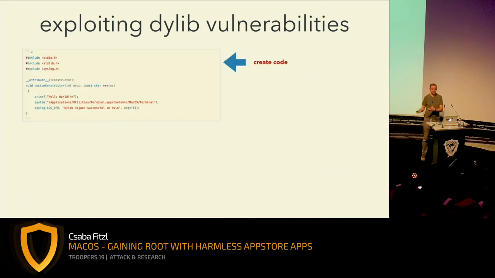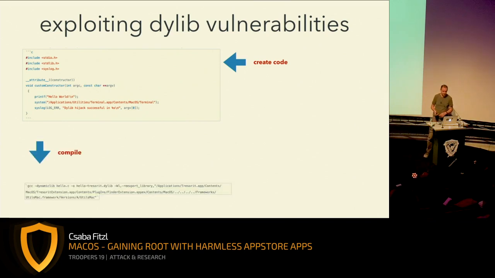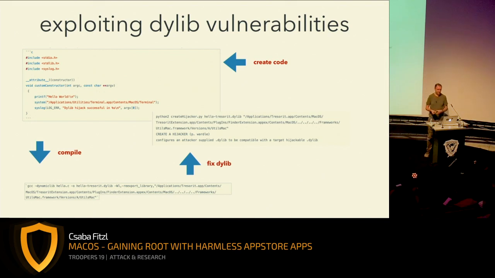So how do you exploit it? You create your own code. You can just create a C code with a constructor and put there whatever you want. Basically, you compile it and fix it. The dylib has to export the same functions as the original one. Additionally, you don't want the application to be broken, so you want your malicious dylib to refer back to the original one. And it has to be the same version of dylib as the original one. So these have to be fixed. Again, Patrick made a Python script to do all of this work. So it's pretty easy.